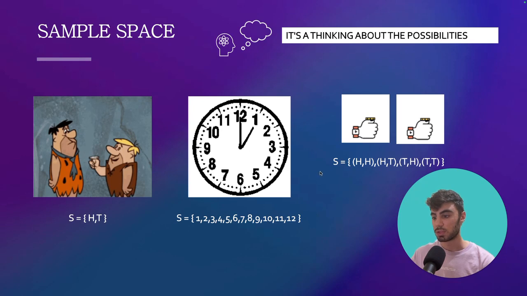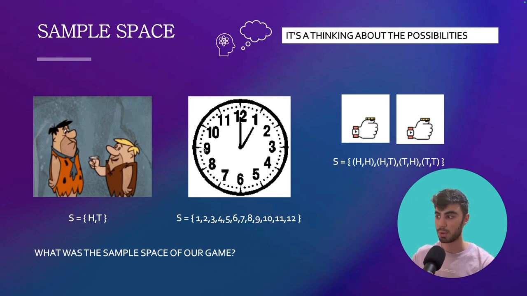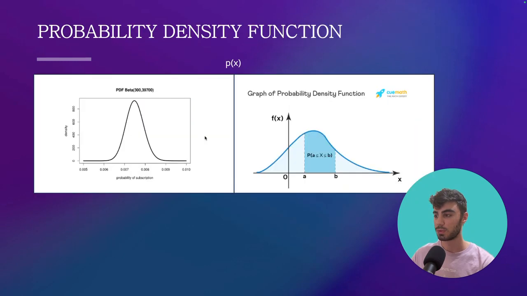Let's also consider another example: the weather forecast. For a weather forecast, the sample space is the various possible weather conditions that could be predicted, such as sunny, cloudy, rainy, or snowy. So in our sample space we have 4 possibilities: sunny, cloudy, rainy, or snowy, right? I just want to ask you a simple question: what was the sample space of our game in the previous video? I want you to think about it, and write some more examples of sample spaces in the comments below this video. Okay, let's move on to the next slide.